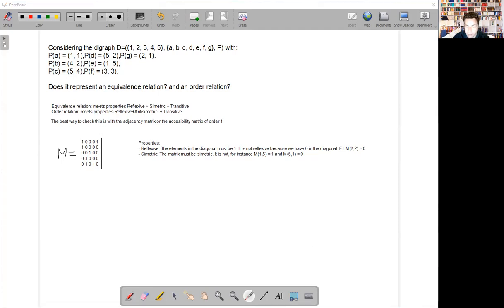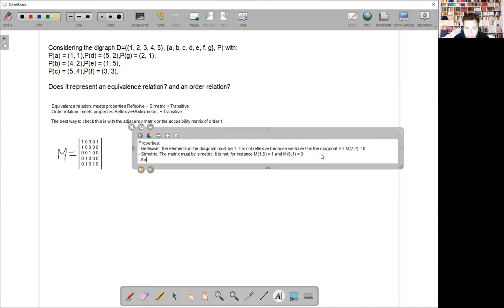And then let's check antisymmetric. So it means that for each element out of the diagonal whose value is 1, the symmetric position must be 0, right? So it is the opposite of symmetric.